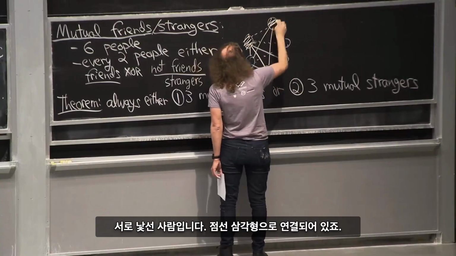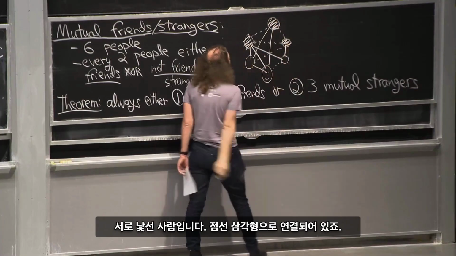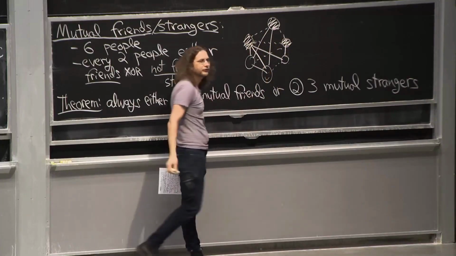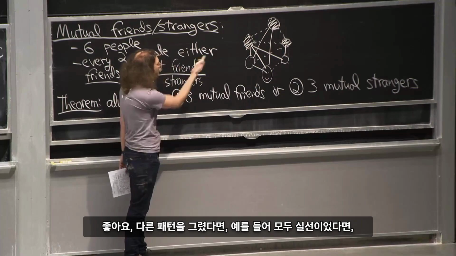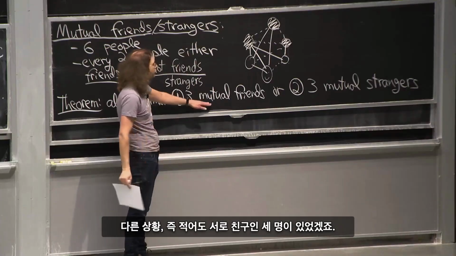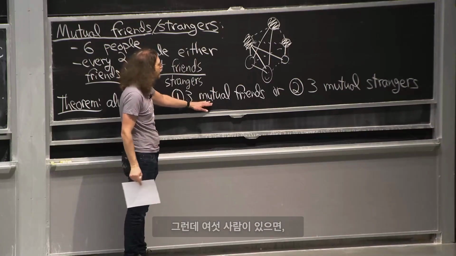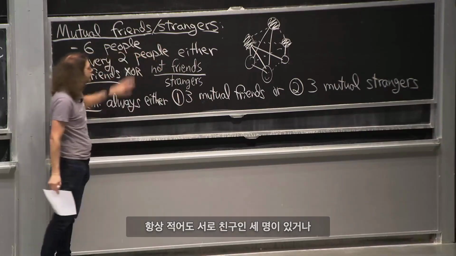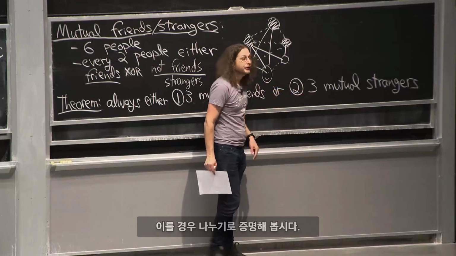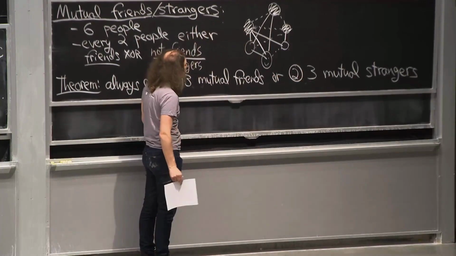These 3 people are mutual strangers. They're connected by a triangle of dashed lines. Okay? If I drew some other pattern, like if they were all solid lines, then I might get the other situation, at least 3 mutual friends. But it turns out if you have 6 people, there are always at least 3 mutual friends or 3 mutual strangers. Let's prove this by cases.